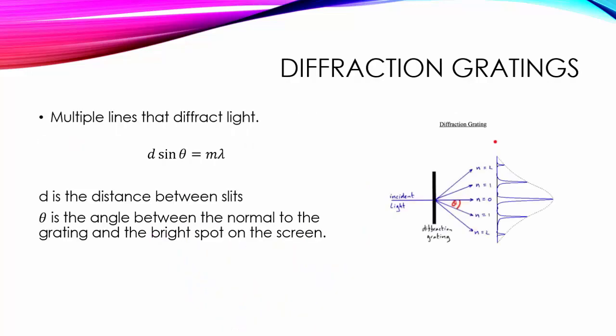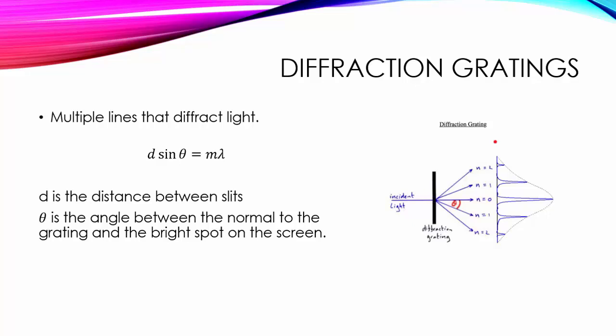So we talked about the idea that there's a single slit and a double slit and triple slit, and then it goes on to create a diffraction grating. A diffraction grating is basically a slide that has a lot of lines on it that cause the light to diffract. The equation is d sine theta equals the order times the wavelength. Once again, d is the distance between each of the slits.